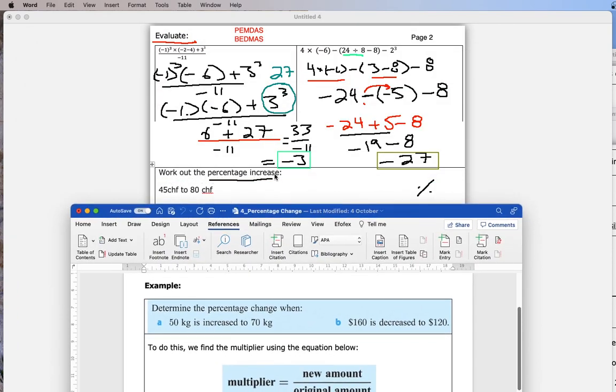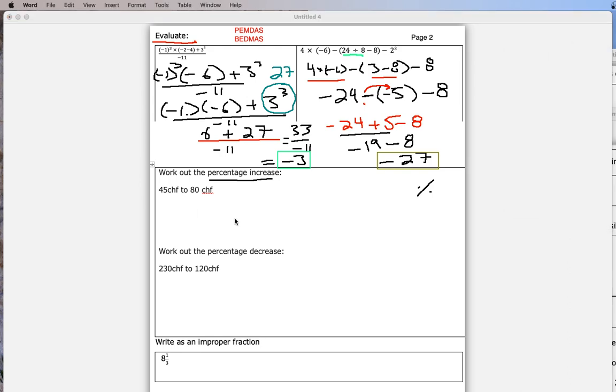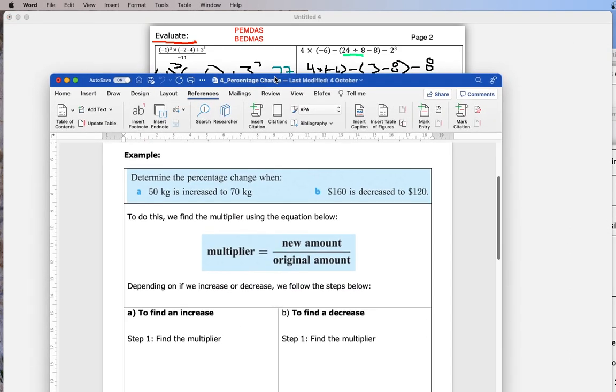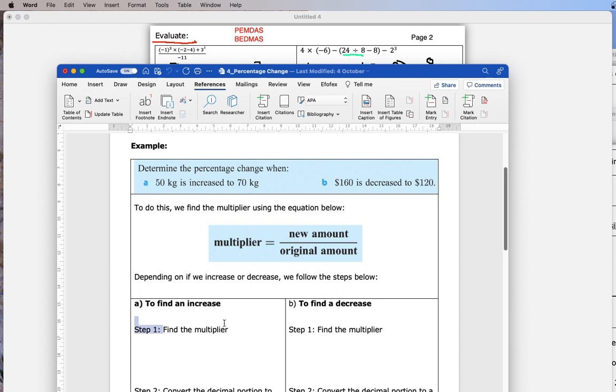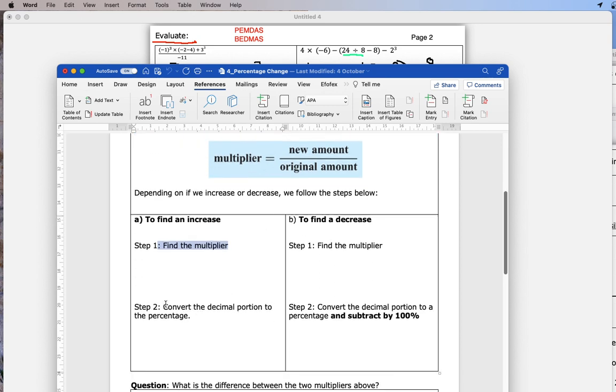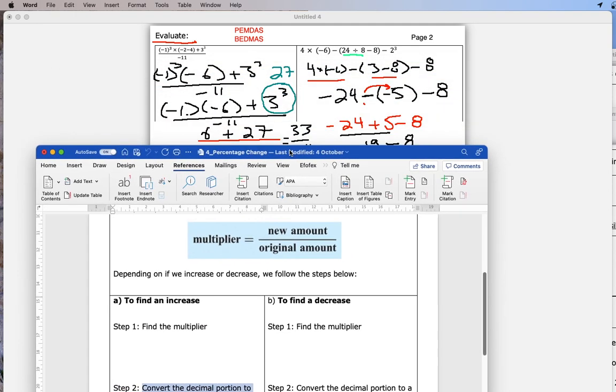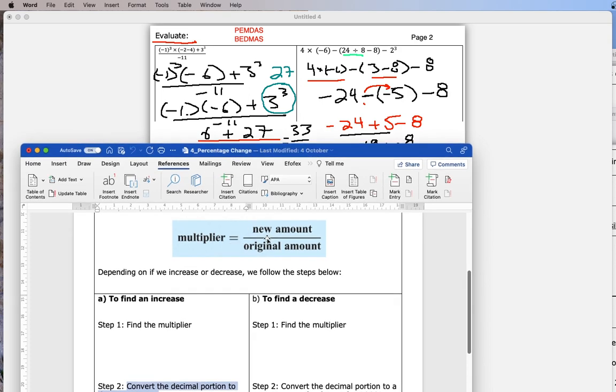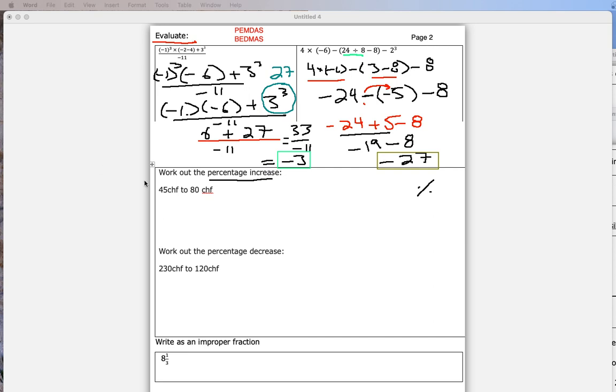Work out the percentage increase. So notice it goes from 45 franc to 80 franc. And in my notes, you can see what you need to do is step one, find the multiplier. So you take your new amount divided by the original amount, okay, for the increase. And then you convert the decimal portion to the percentage. So let's try the first. Let's do the increase. So according to this, we take the new amount divided by the original amount, okay? So I can even put that here so that we can see.